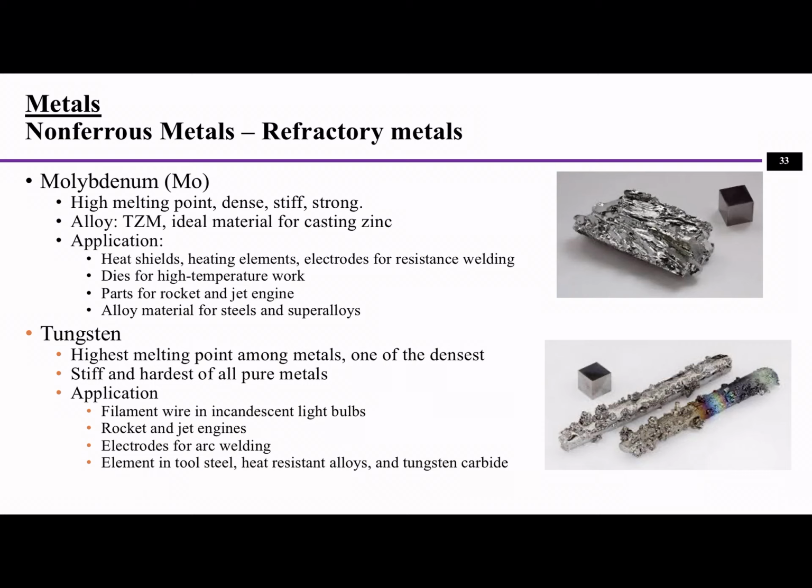Some other non-ferrous metals are, for example, molybdenum and tungsten. Both of them can be used in refractory environments because they have really high melting temperatures. They also have really good stiffness and hardness, strong materials. They're being used a lot in tool materials or alloy materials.